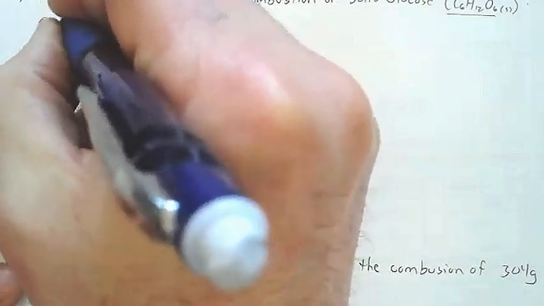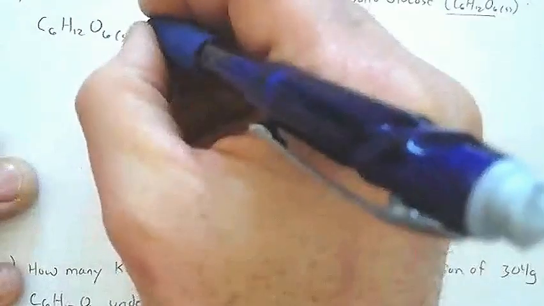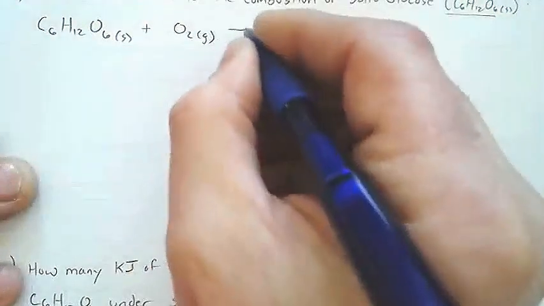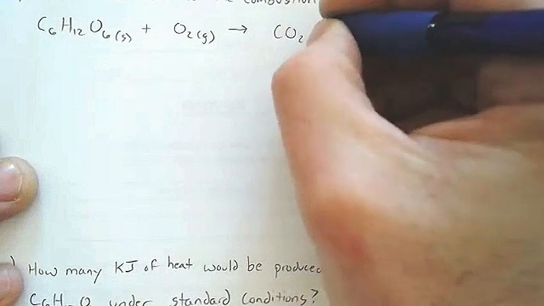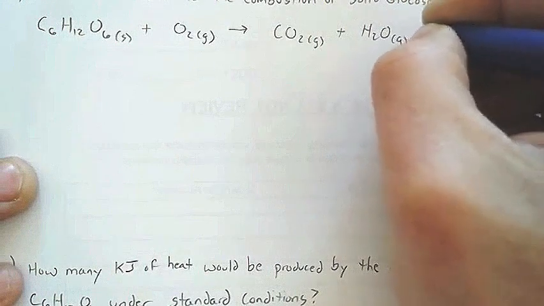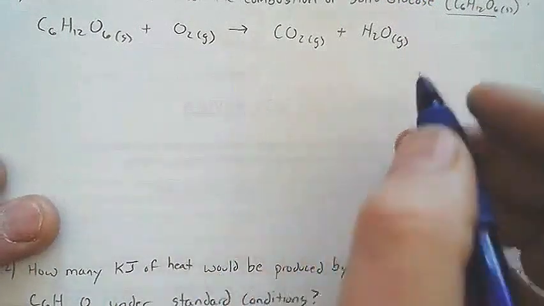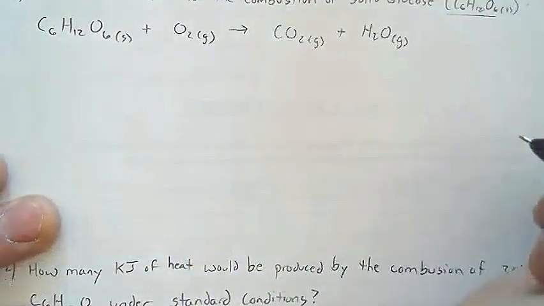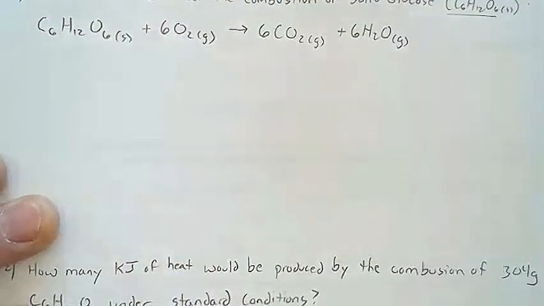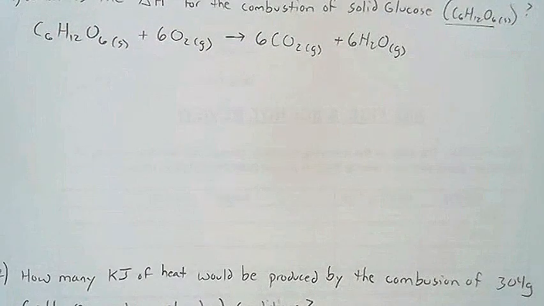So we have C6H12O6. And since it is combustion, that means it is going to react with gaseous O2. And it's going to form carbon dioxide, which is a gas, and also water vapor, which is also a gas. And we have to balance this chemical equation. So we go through and balance it. And to save time, I'm going to skip to the end of the balancing and have 6s on the oxygen, carbon dioxide, and water, and only 1 glucose.